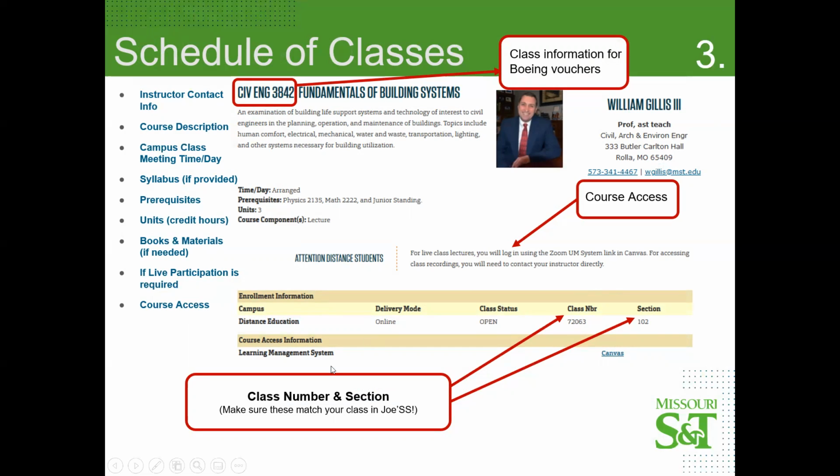So down here, you'll see the class number. It's a 5-digit number, and also your section. When you are searching for a class in JOES or getting registered, please make sure that those numbers match the one on the course page.